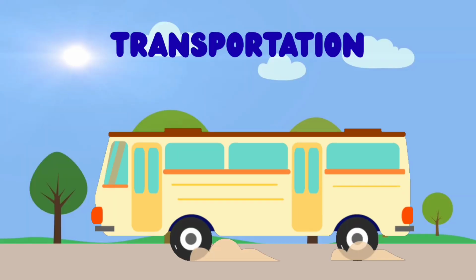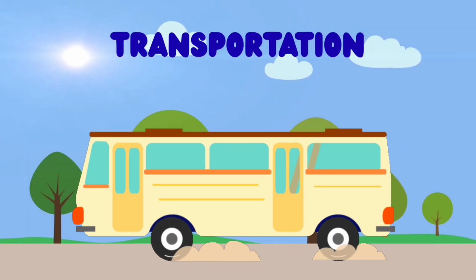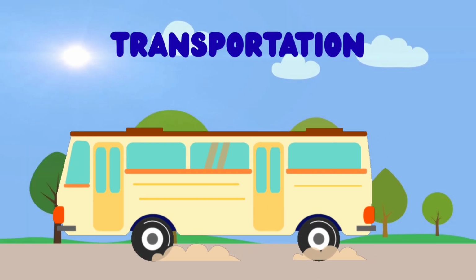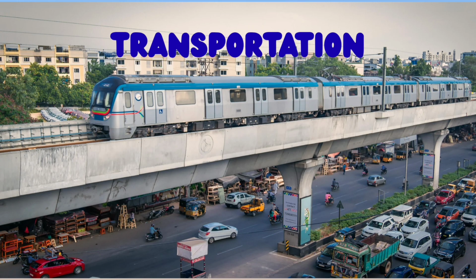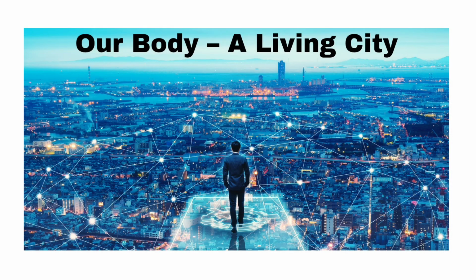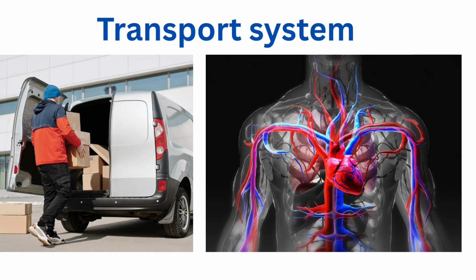And let's begin. Imagine a big city with thousands of people moving around, and if there are no buses, trains, or roads, the whole city would collapse. Our body is just like that city. Trillions of cells living together, and to keep them alive, we need a perfect transport system to deliver food and oxygen and to collect waste.